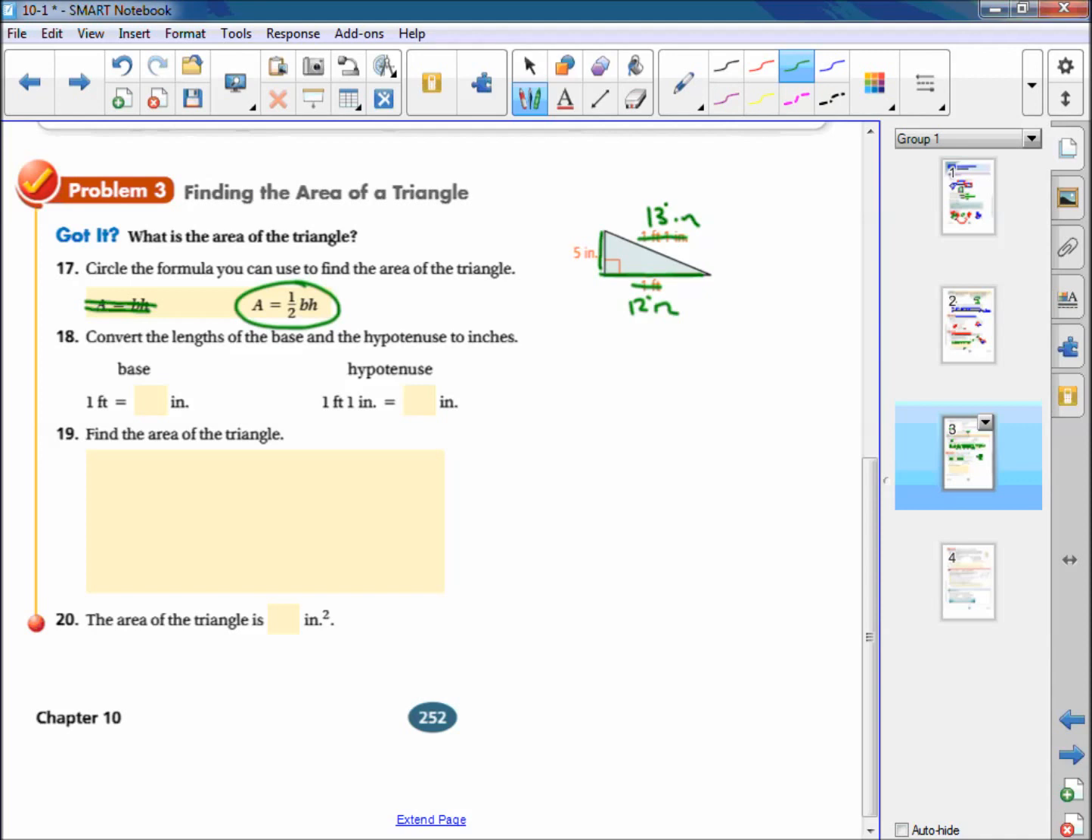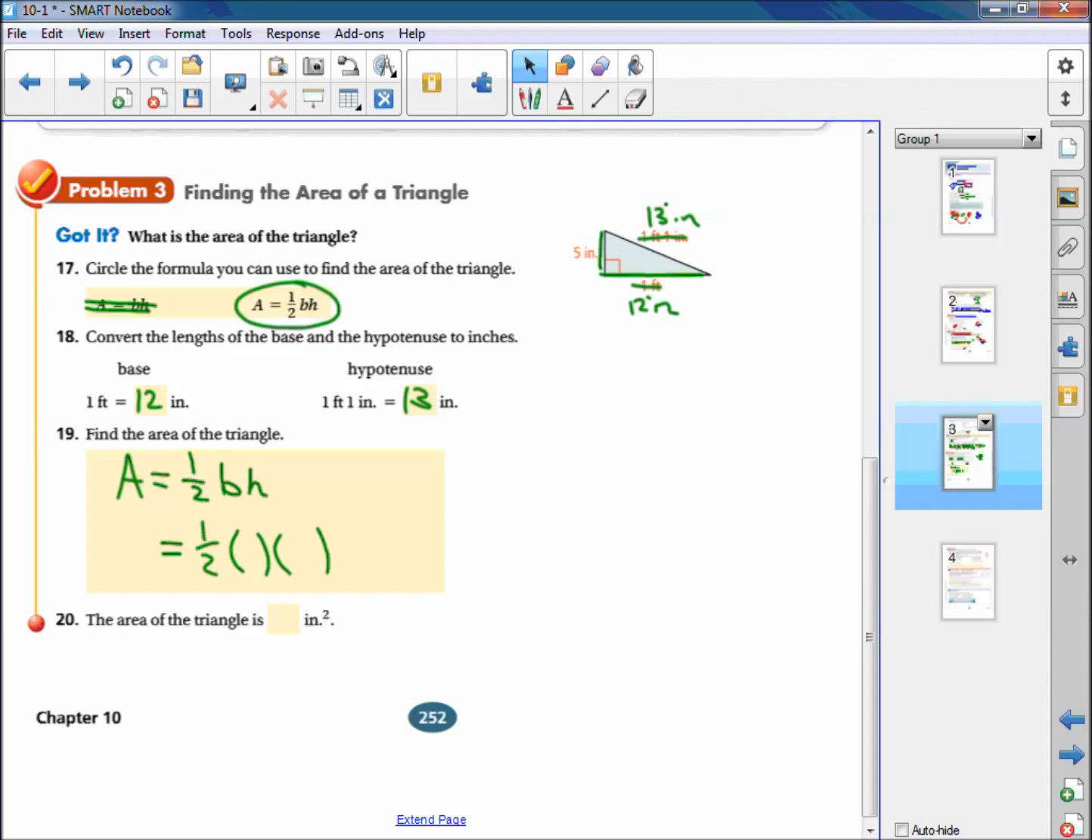So our bases are going to be 1 foot is 12 inches, and the hypotenuse 1 foot 1 inch is the same as 13 inches. Now we have to find the area of the triangle. So the area is going to be 1/2 base times height. And our base and height, let's see. Well, we have to find a side of a triangle that we can find a right angle touching, so that one would work. And then that means the height is actually the other side of our triangle.